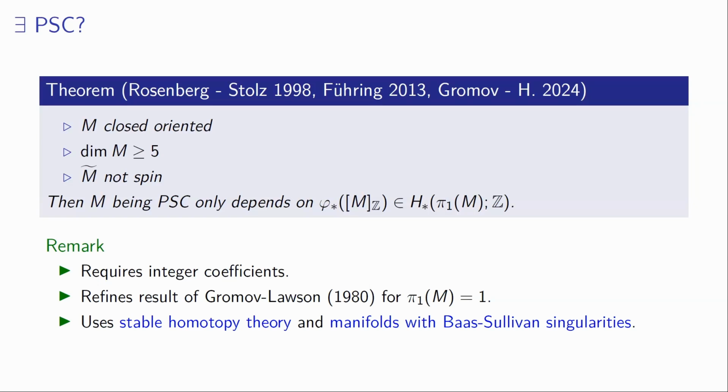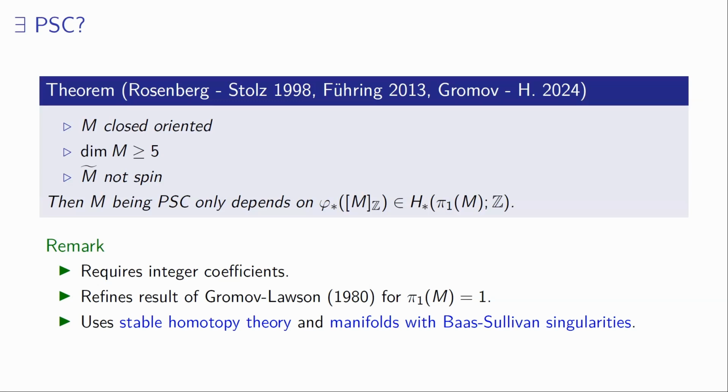And so this means one has to study the map from MSO, the bordism spectrum, to the Eilenberg-MacLane spectrum, and study elements which lie in the kernel when you apply these homology theories to B pi 1. And this has to do with using stable homotopy theory. This was then greatly developed by Stefan Stolz in the 90s, and before by Gromov and Lawson in the non-spin case.